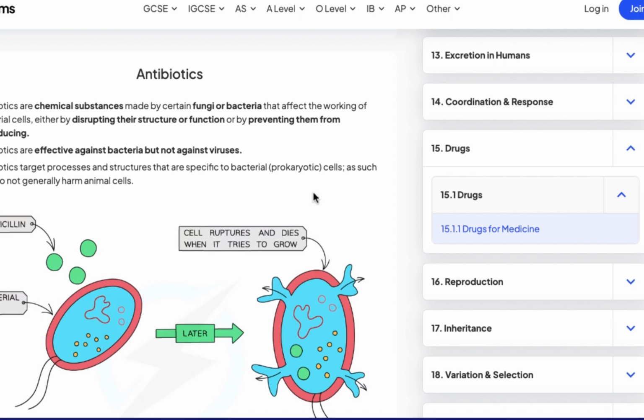Antibiotics target the processes and structures that are specific to bacteria, prokaryotic cells. And as such, they do not generally harm animal cells. They do not harm your body cells. They target these bacterial cells and harm them, but they don't harm the body of the human being.